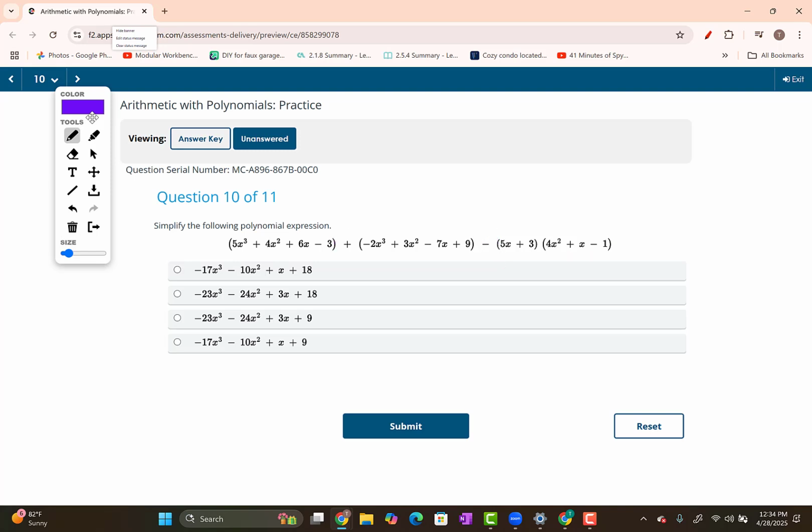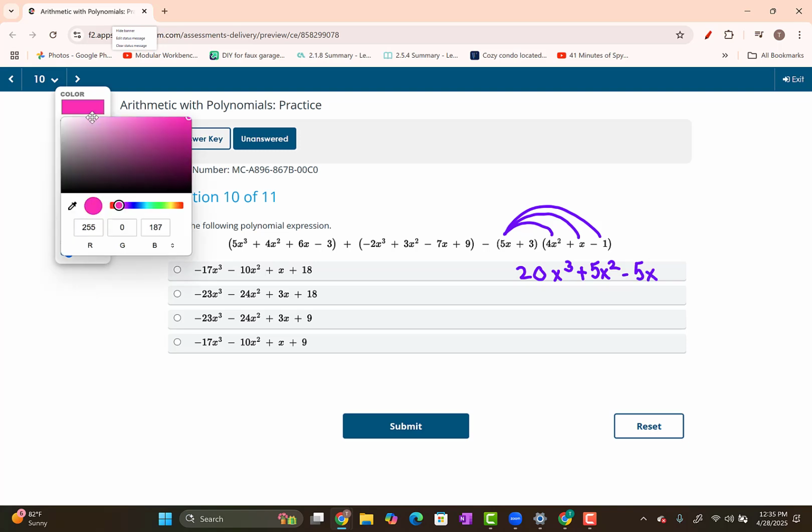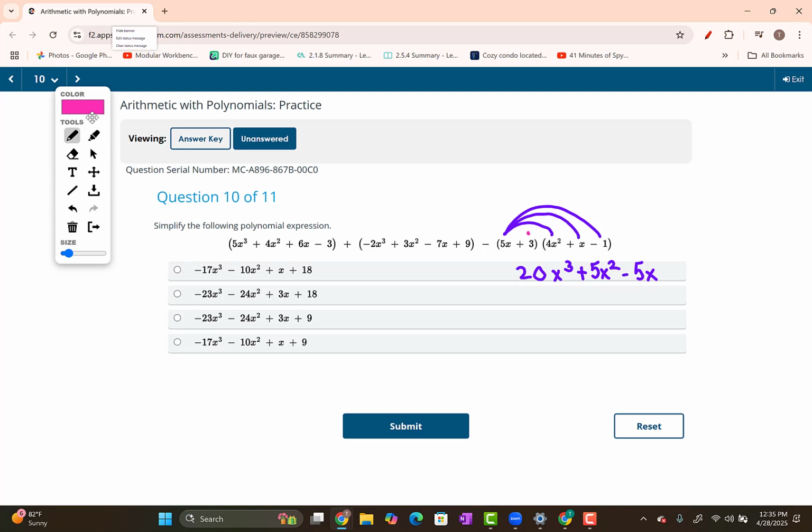So let's first start by multiplying 5x times 4x squared, and that gives us 20x to the third. 5x times positive x is positive 5x squared. 5x times negative 1 is negative 5x. Let's change colors and then distribute the 3.